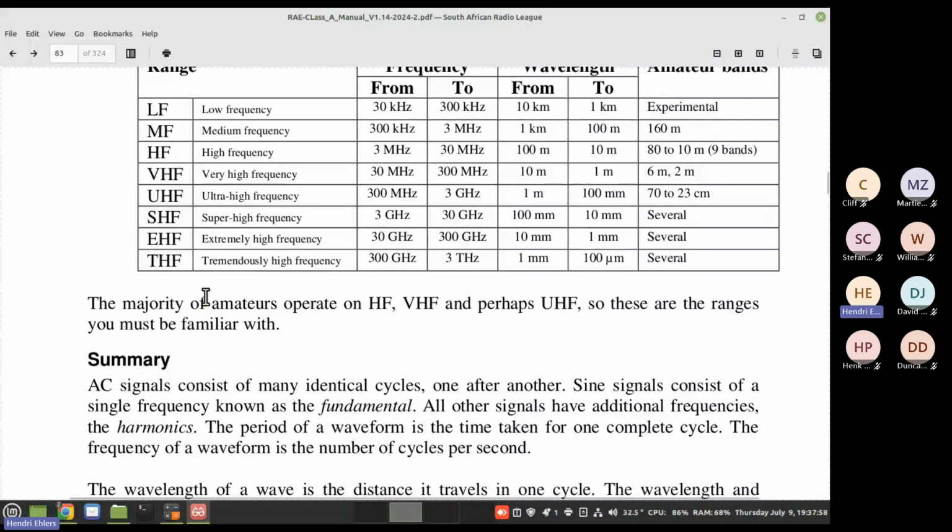But for us, the majority operates on VHF and UHF, and I think we can almost add SHF also, because a lot of hams are now playing around with satellite, and that is in the region of 2.4 gig to about, I don't know, Johan will know exactly what frequencies are available, but I think it goes up very high. So, yeah.